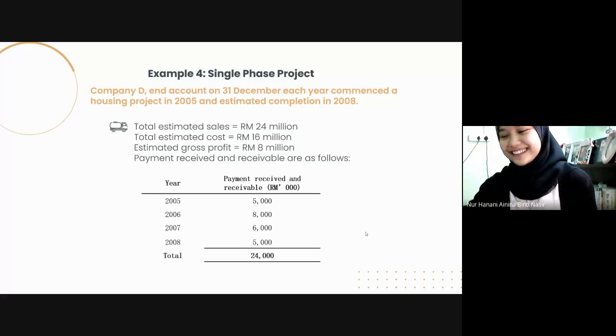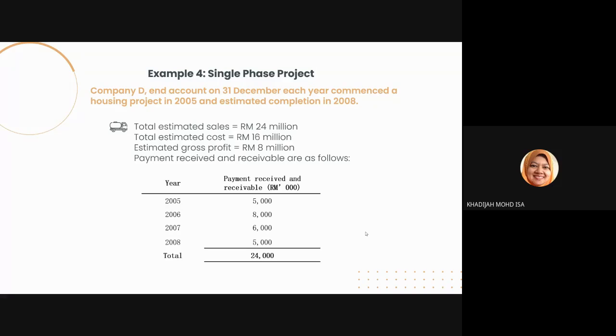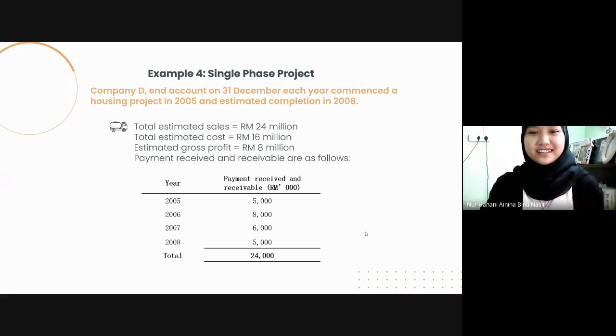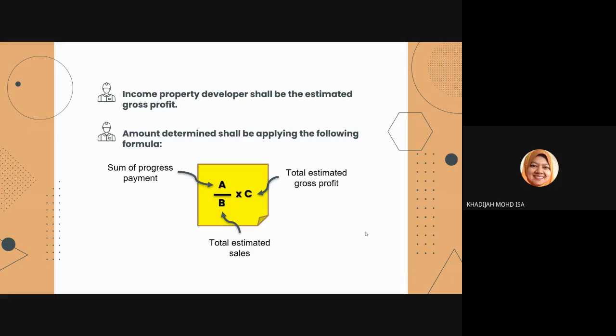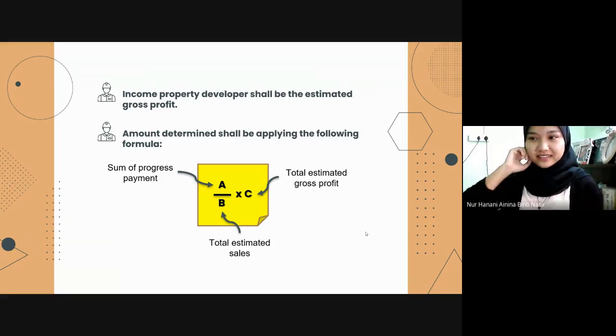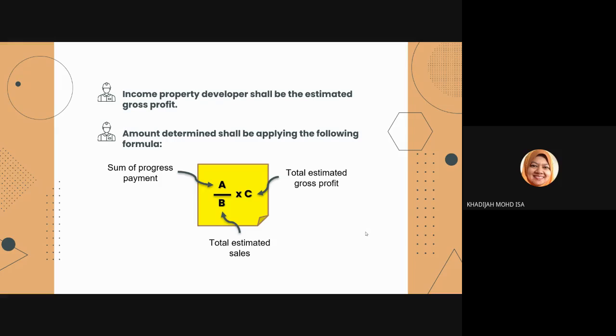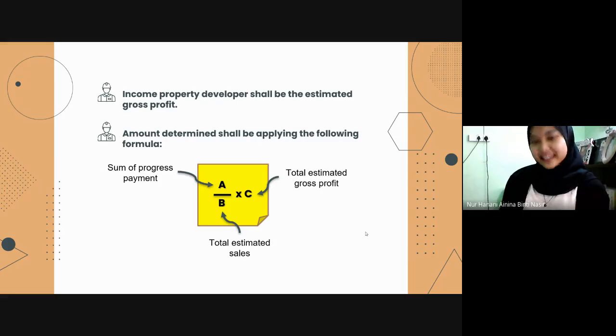Okay, remember, Doctor, now the formula is A over B times C. A is the sum of progress payments, so it has to be the total for that year. B is the total estimated sales, which is here. So the amount that changes is A. B and C stay the same.